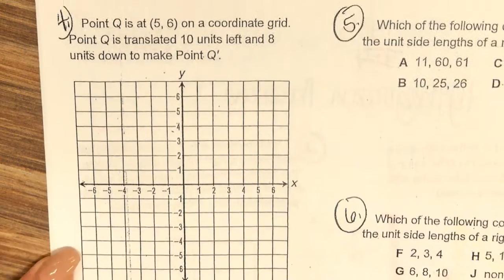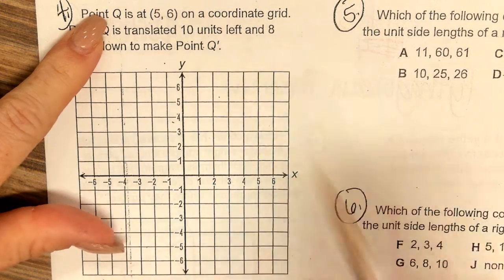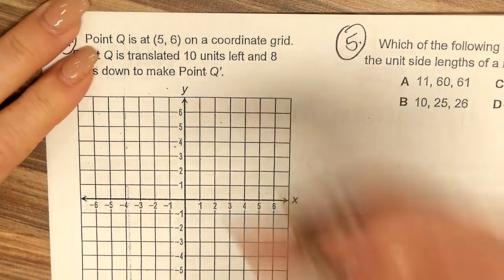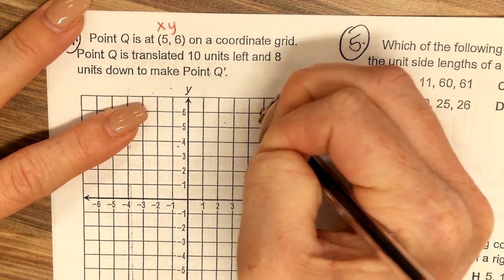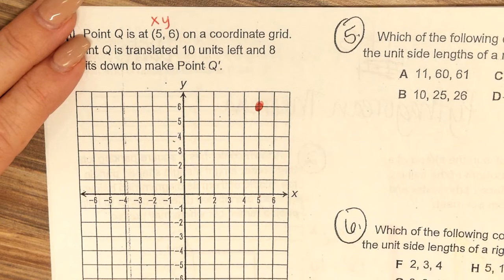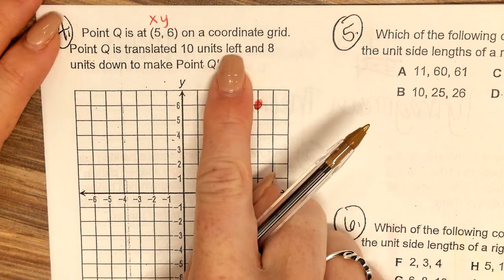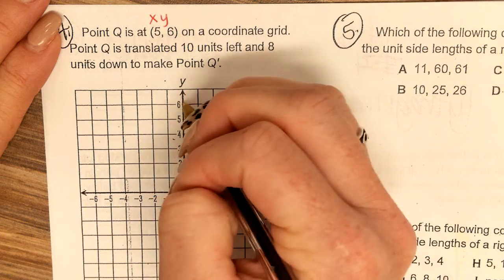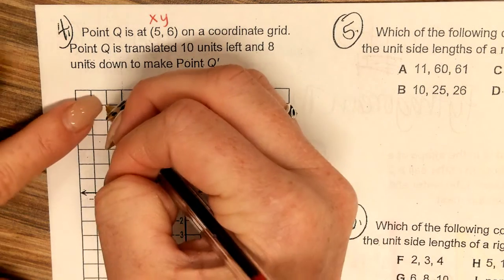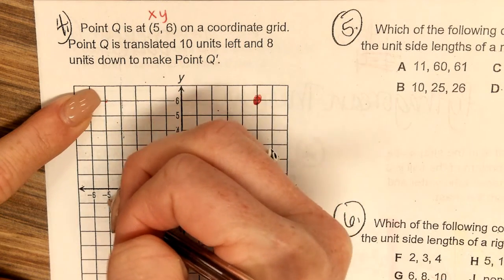Oh, look at number 4. If I plot point Q at 5, 6, remember that this is the X, this is the Y, so I go to 5, go up 6. There's my point. And I translate it 10 left. That means count 10 to the left. So 1, 2, 3, 4, 5, 6, 7, 8, 9, 10. And then go 8 down. 1, 2, 3, 4, 5, 6, 7, 8.